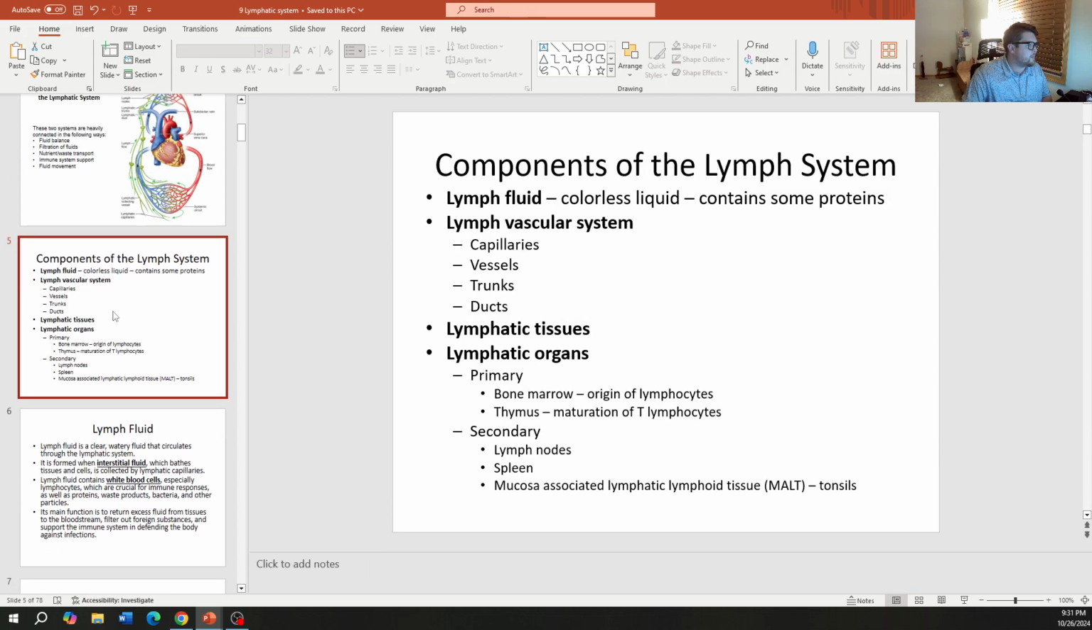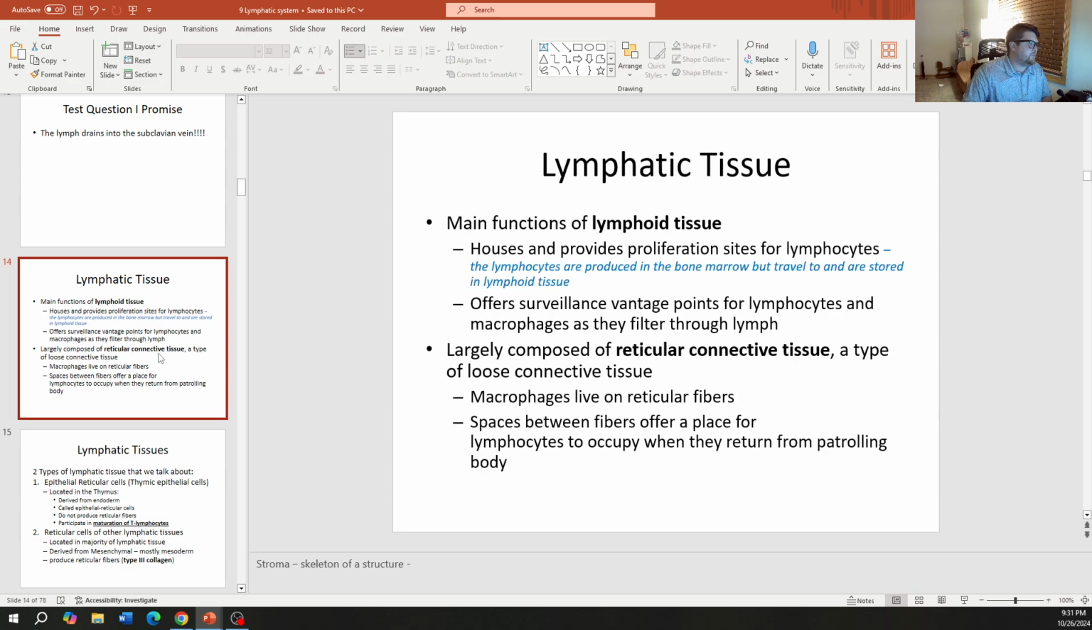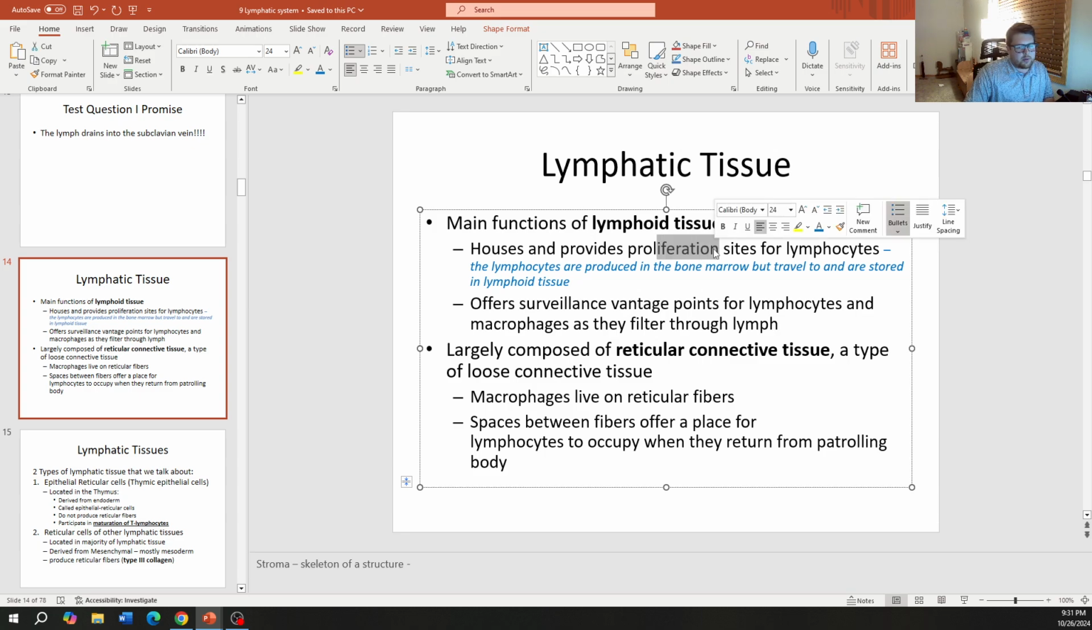We talked about the fluid, we talked about the system. Now we're going to talk about the lymph tissues. So, main functions of the lymph tissues: lymphoid, lymphatic, same thing, don't worry about it. The main function is that it houses and provides proliferation sites for the lymphocytes. Again, proliferation is the division, the replication. Remember, we talked about the lymphocytes, those white blood cells. Mostly the B cells and the T cells are the big ones that we're going to be talking about.